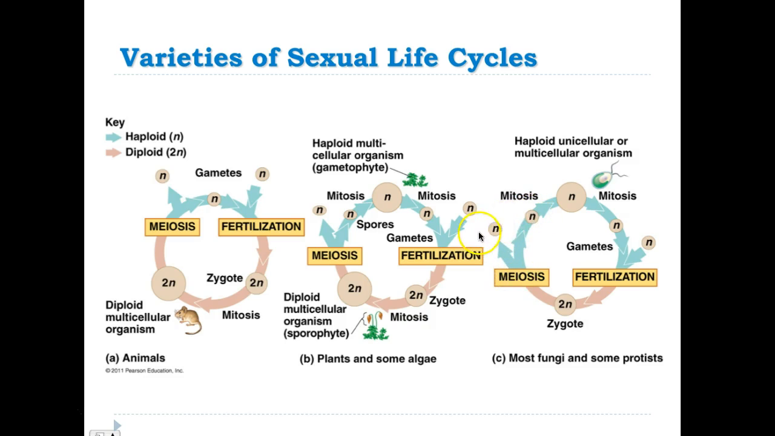In most fungi and some protists, you have a zygote. Meiosis will form two haploid cells. Mitosis would occur, and you would have that organism again. Haploid unicellular or multicellular organisms, and then upon fertilization, you would come back to that diploid zygote number there.